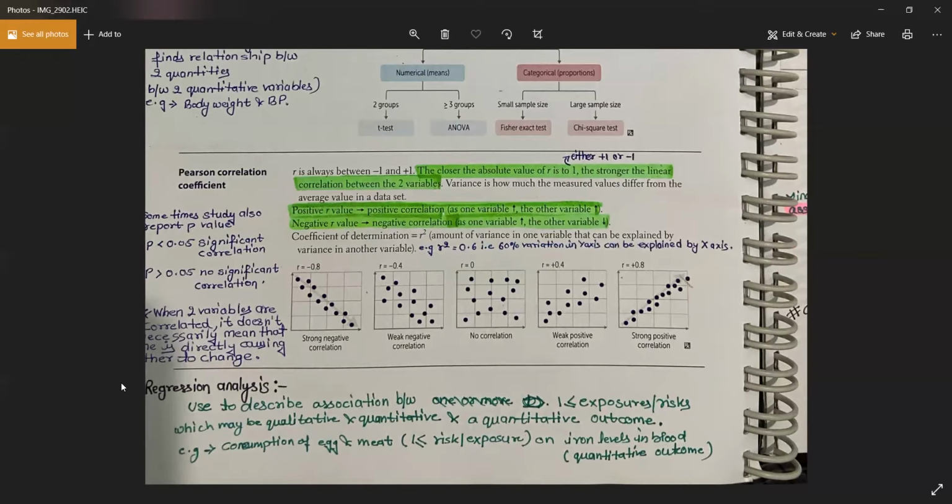The regression analysis is the same as the linear and the logistic ones. You will have multiple exposures and one outcome. Either it could be qualitative or quantitative, depending.